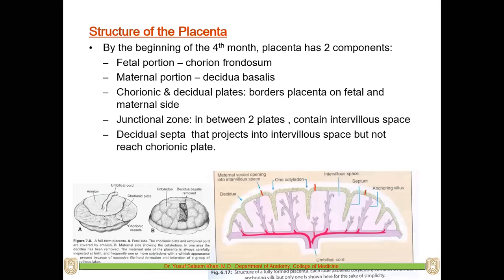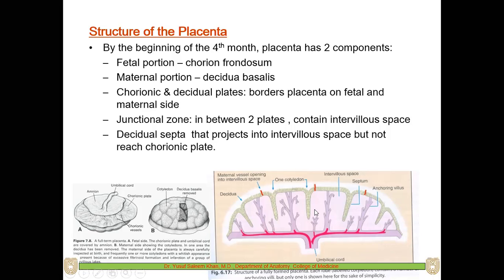Decidual septa project into the intervillous space but do not reach the chorionic plate. If you see, these anchoring villi start from the chorionic plate and go up to the decidual plate, and they are called anchoring villi. But similarly, there will be some septa formed from the decidua, but they don't reach up to here. So they will divide the whole of the placenta into smaller lobes, but they are incomplete lobes. These are called the decidual septa that project into the intervillous space.